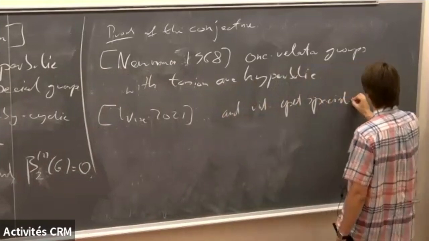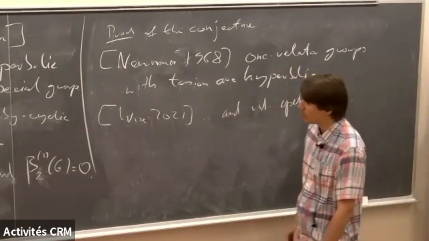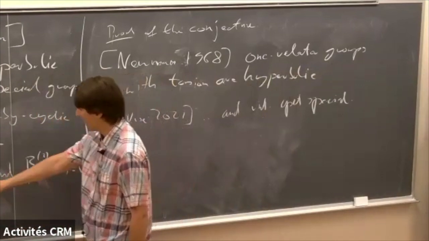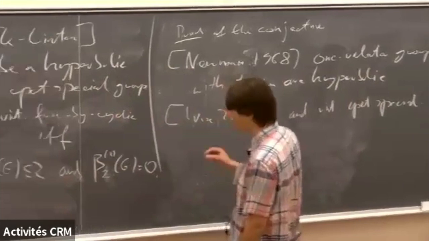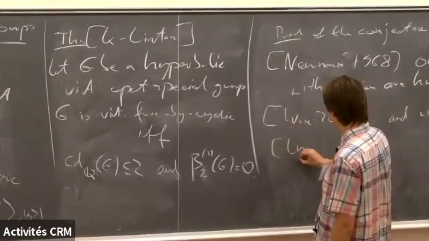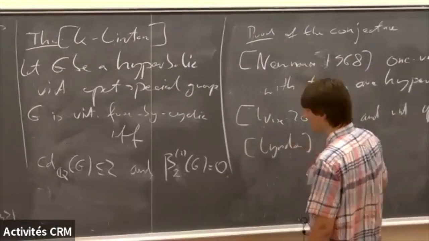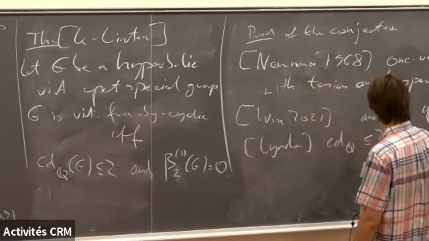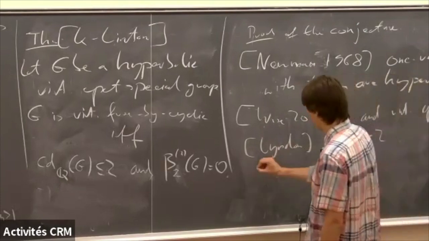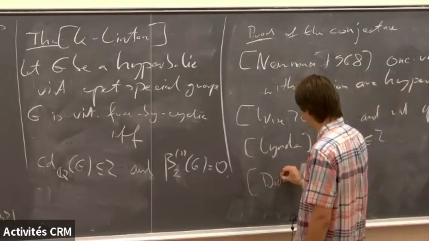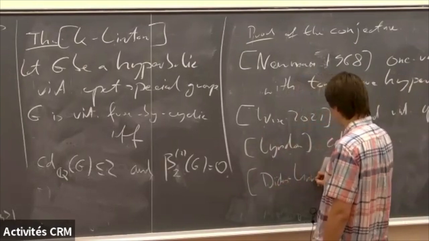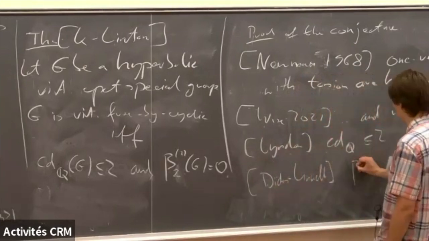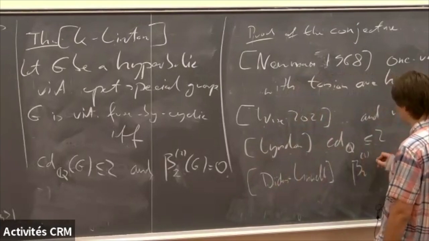So that's good news. And what else do we need to apply the theorem? Well, we need the cohomological dimension and we need the Betti numbers. That is standard. So I think it's maybe due to Linnell. In ancient mathematics, cohomological dimension is equal to 2. And finally, there is a paper of Dicks and Linnell where they compute L2 Betti numbers of one-relator groups, and in this case, the second L2 Betti number.